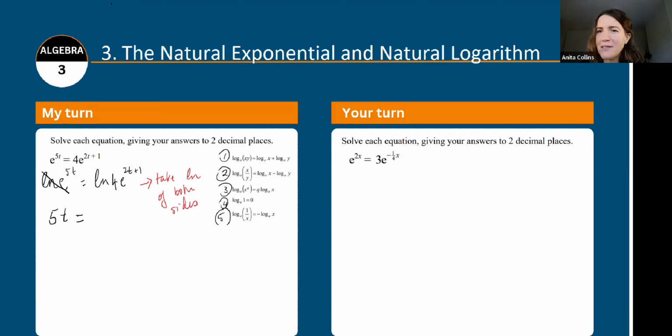I know it might seem a bit strange that what was a power is now big, but when the ln and e cancel each other out, that is what happens. This ln and this e are not cancelling each other out just yet because the 4 is getting in the way. So what I'm going to do is use the first law to change that multiplication, not log, it's ln, into an addition.